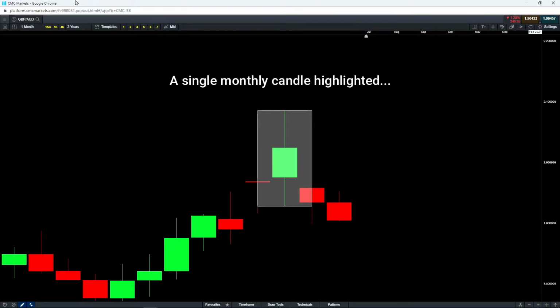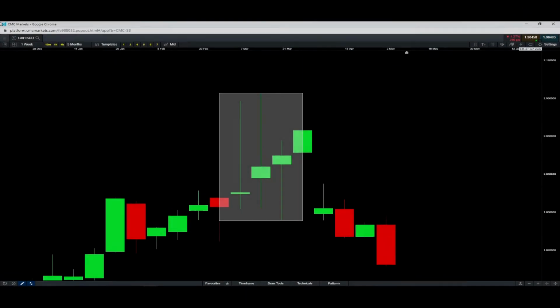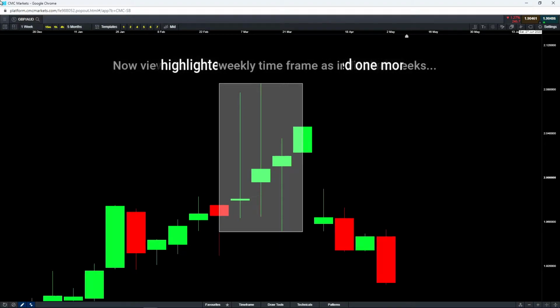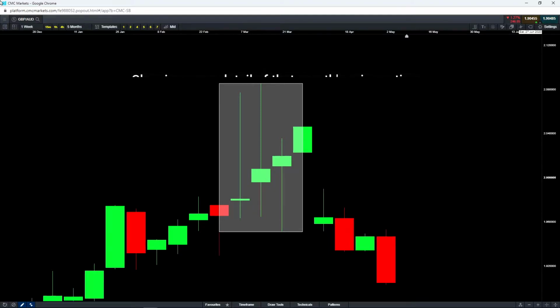If we look at a single monthly candle and highlight it and then drop down to the weekly time frame, where each candle takes 1 week to form and represents 1 week's worth of price action, we can see that the previously highlighted monthly candle is now broken down into individual weekly candles. From this, hope you can see the fluctuation in price inside a single monthly candle. You can see how much movement there really is inside that monthly candle, and we can see the price action of that month in a little more detail.